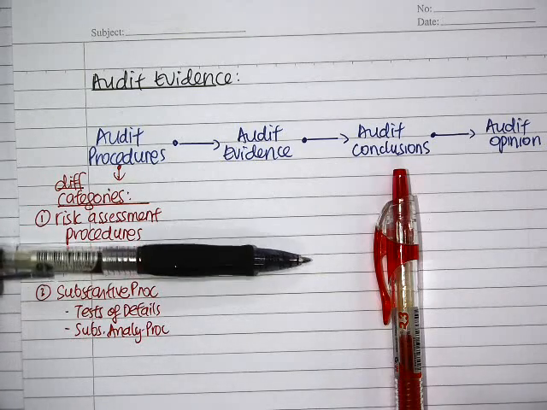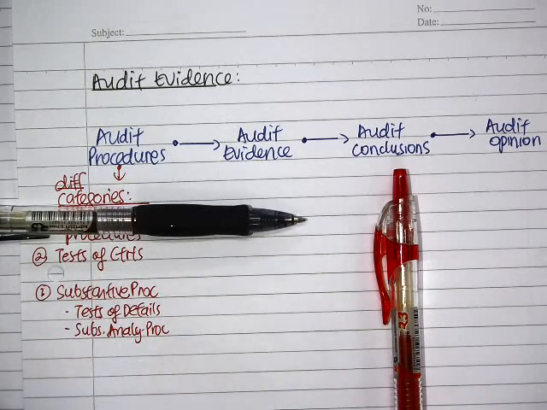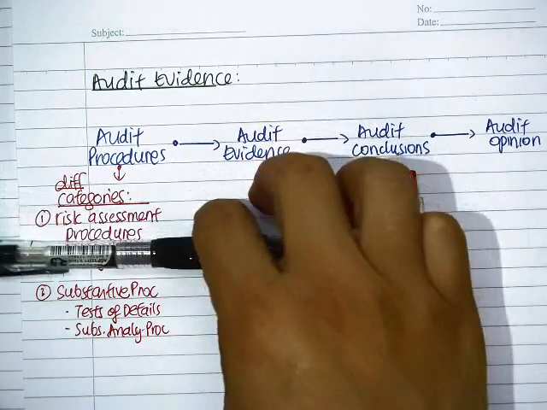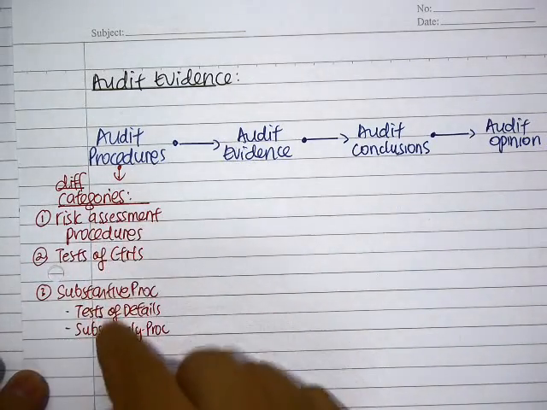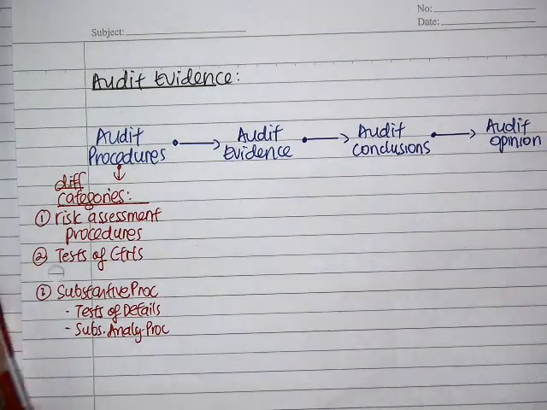Now, test of control is for us to conclude whether the controls are effective or not. So it's to confirm the effectiveness of the control. And substantive procedure is to confirm whether one particular account has material misstatement. So again, the conclusion is different. Because different categories are for different conclusions, that's why I must separate them.